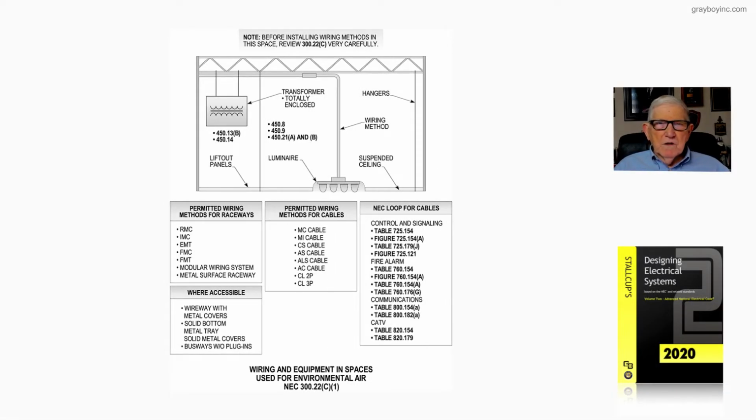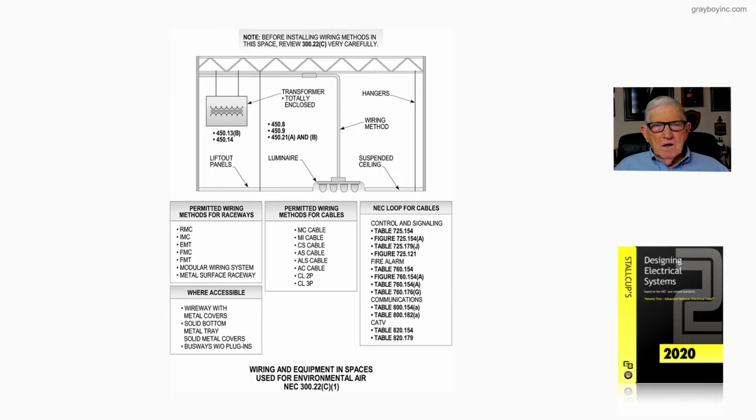Now this figure 20-46 from Stallcup's Electrical Design Book Volume 2 deals with wiring methods that are installed in the spaces used for environmental air. And notice you have a totally enclosed transformer in the illustration in accordance with 450.13(B) as well as 450.14. You also would review 450.8, 450.9. You know 450.8 is guarding, and 450.9 is ventilation.